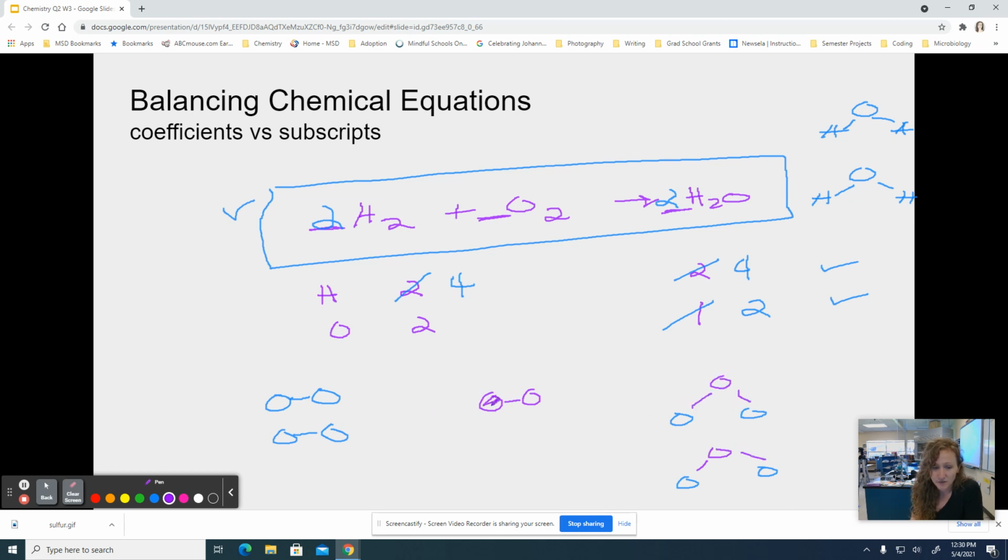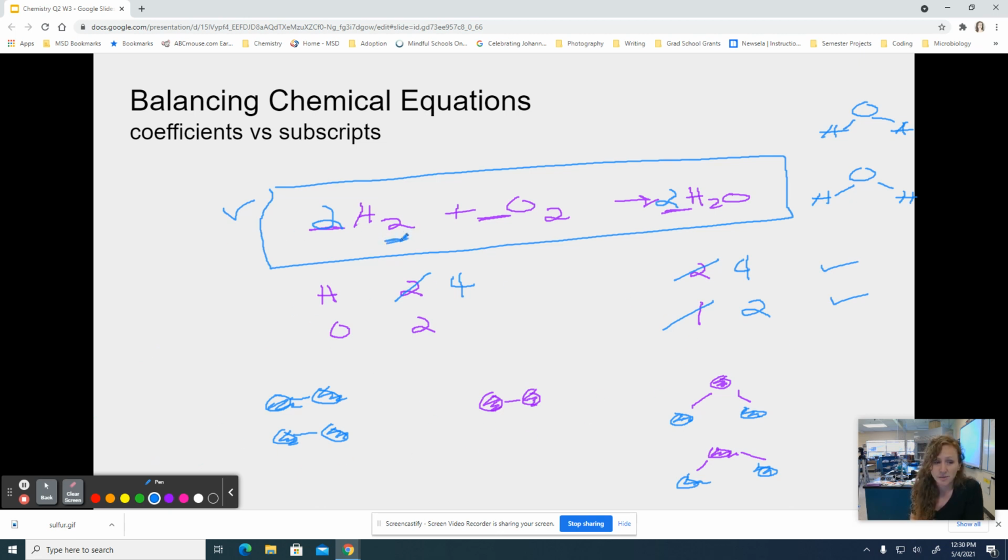Okay, so you can see I have 2 oxygens on the reactant side. I have 2 oxygens on the product side. Those are balanced. I have 4 hydrogens on the reactant side. I have 4 hydrogens on the product side. Those are balanced. So this is how we balance equations.